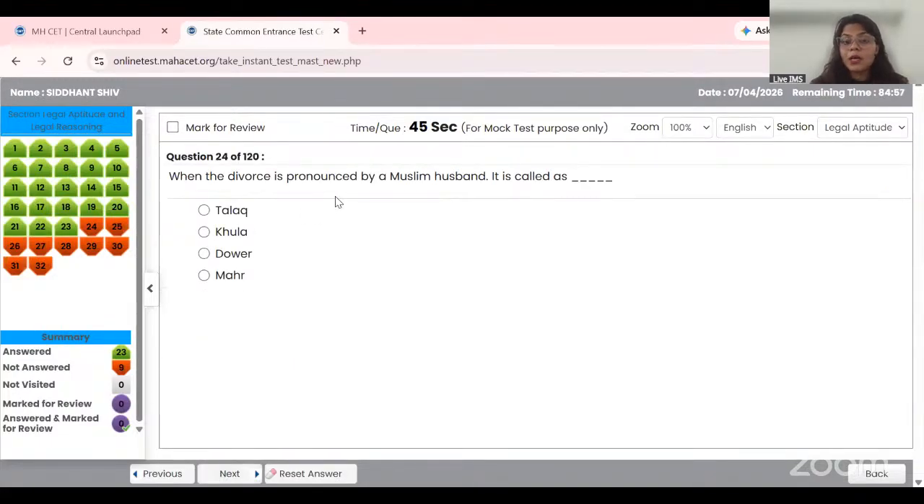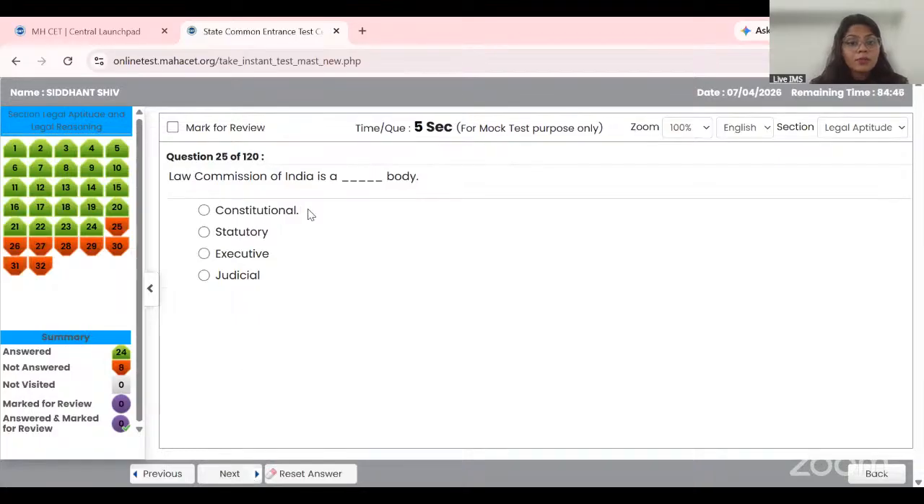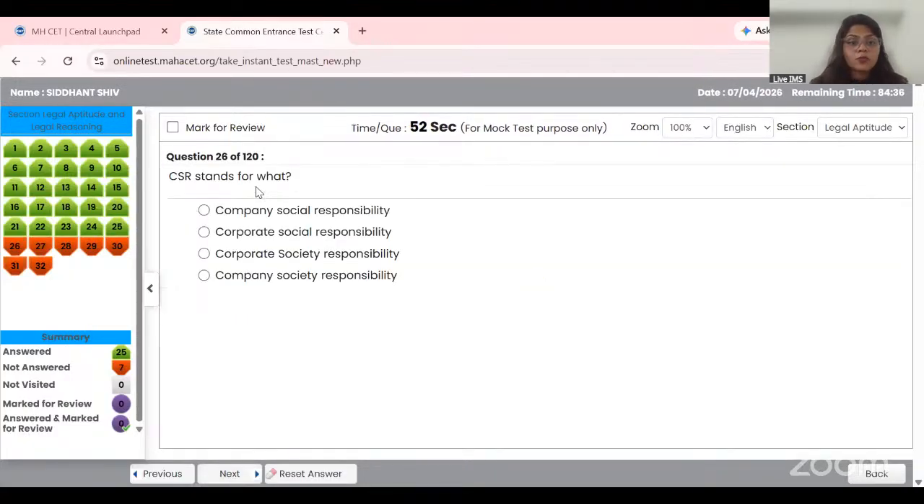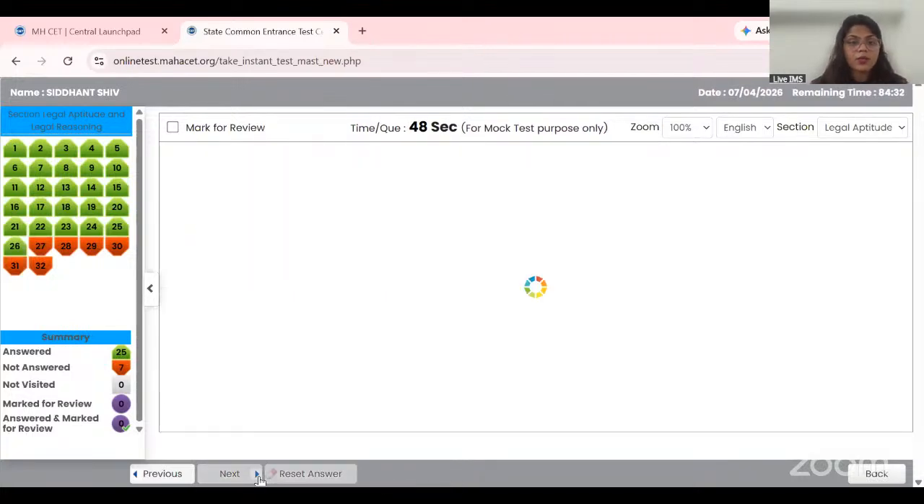When the divorce is pronounced by a Muslim husband, it is called talaq. So whenever a Muslim husband pronounces a divorce, it is known as talaq. Okay. Law Commission of India is a dash body. It is not a constitutional or a statutory body. Rather, it is an executive body. So that is your answer here. CSR stands for, so yes, it is corporate social responsibility. That is your answer here.